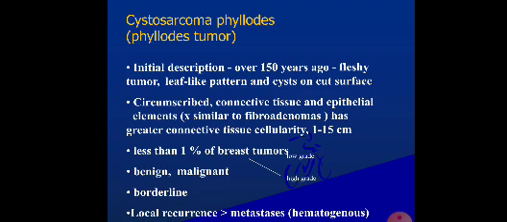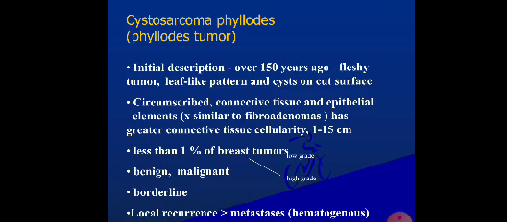Next category is cystosarcoma phylloides, also known as phylloides tumor. Initial description over 150 years ago: fleshy tumor, leaf-like pattern, and cysts on cut surface. They are well circumscribed. They have pushing borders, in which connective tissue and epithelial elements are there, but connective tissue is more in density compared to the epithelial component. The epithelial component is similar to the fibroadenoma, but the connective tissue cellularity is greater.